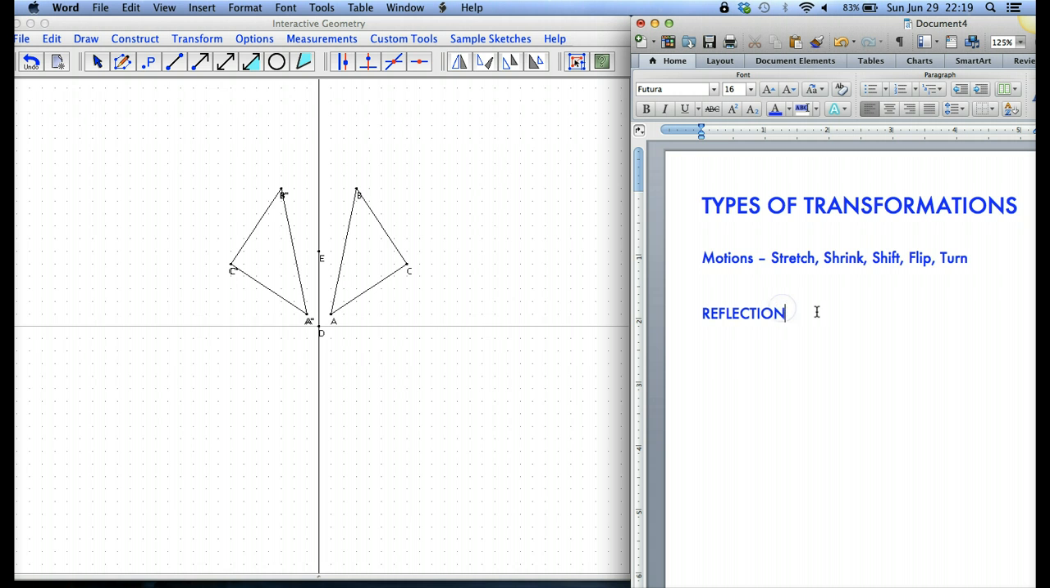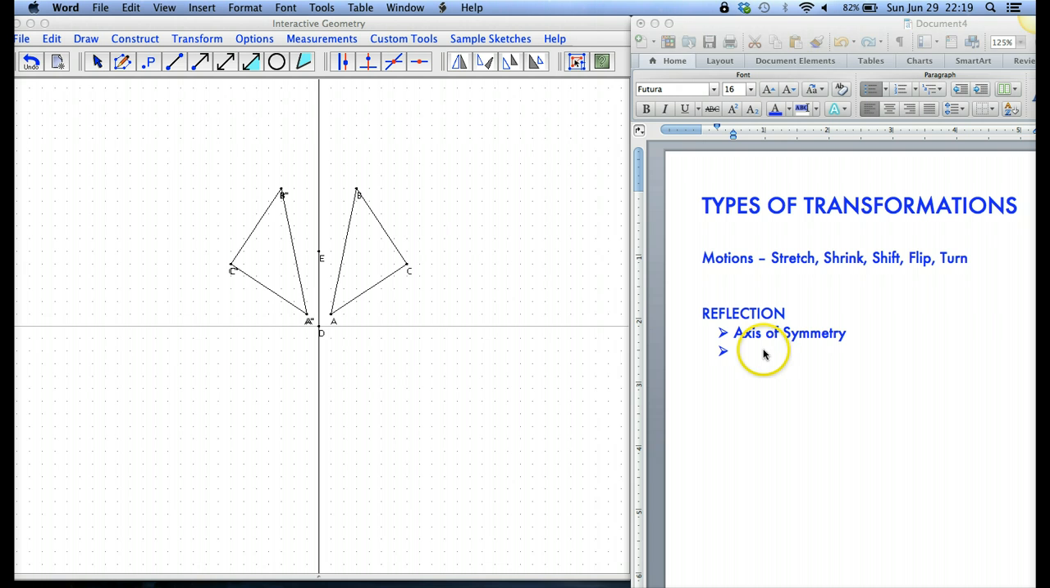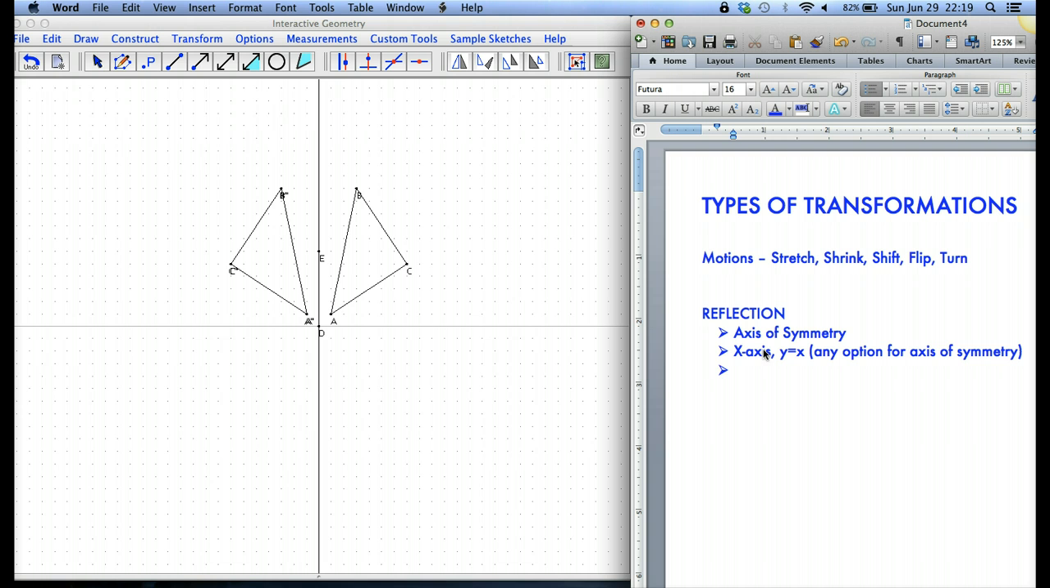So let's write out what we need to think about when we're talking about reflections. Well, on the one hand, we need to consider the axis of symmetry. In this case, the axis of symmetry that we were talking about was the y-axis. We also need to consider that the axis of symmetry does not have to be the y-axis. We could have chosen to reflect across the x-axis. We could have chosen some line, like reflect across the line y equals x. So we have any option for an axis of symmetry. Just something that we want to consider.